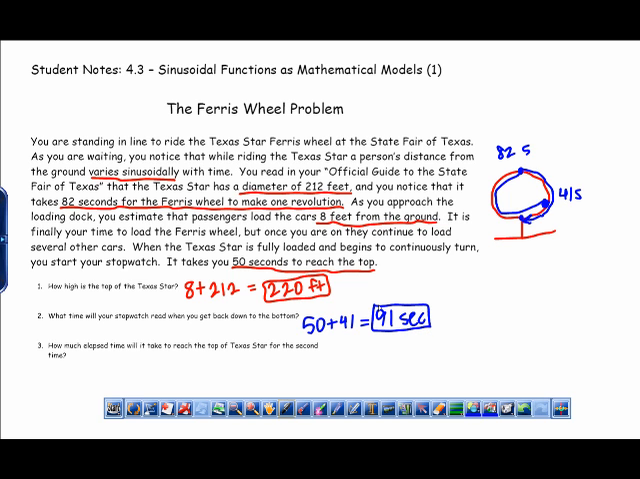Number 3 says, how much elapsed time will it take to reach the top of the Texas Star for the second time? Well, a couple of different ways I can do this. I can think about how to adjust the process for problem number 2. I could have done, well, it took 50 seconds to reach the top the first time, and then I'm going to add a full revolution onto that. Okay, that would be 132 seconds. Don't change this into minutes, keep it in seconds. Or another thing I could have done is taken my answer on 2 and just added another 41 seconds onto it because it's another half revolution. Either way, you'd get 132 seconds.